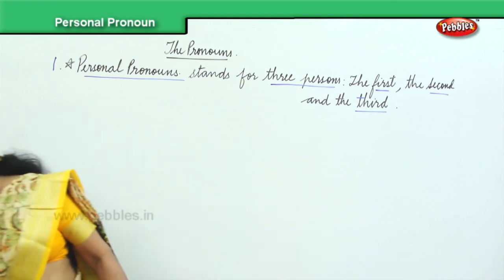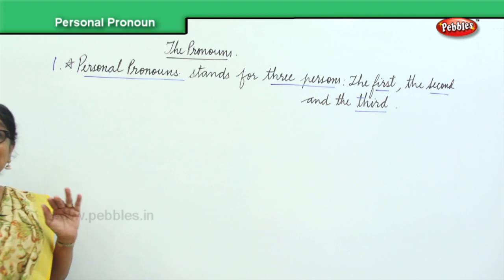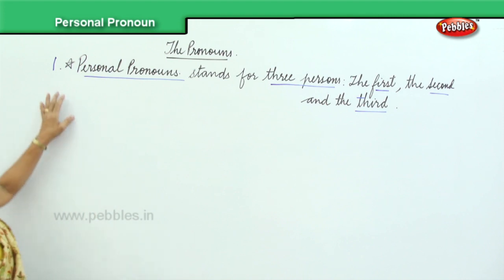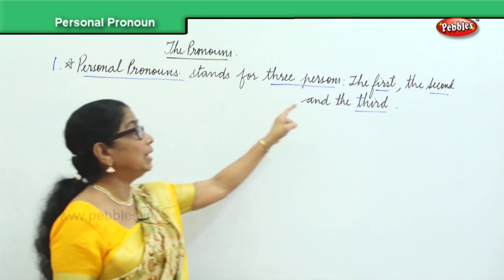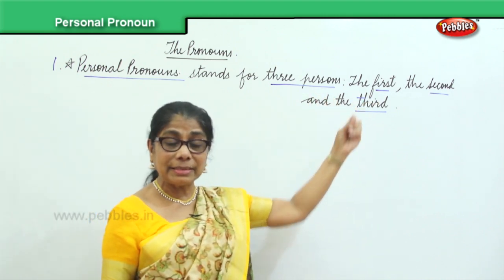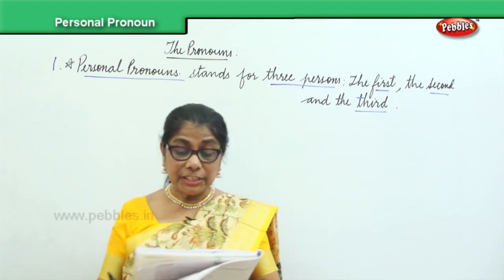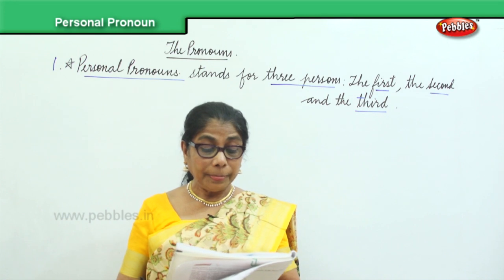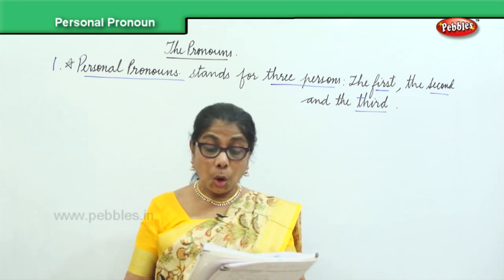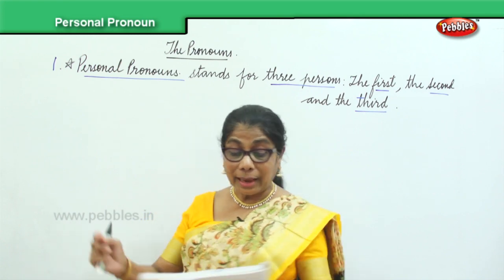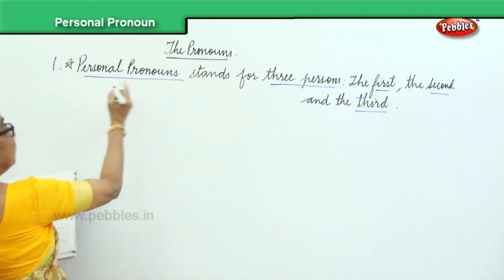So, personal pronouns. Pronouns have 9 separate divisions, and we are doing the first of its kind. Personal pronoun stands for 3 persons: first person, second person, and third person. So we are doing the first person. The first person pronoun, which refers to the person or persons speaking, are in the first person.